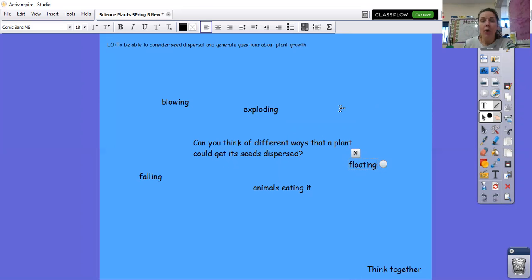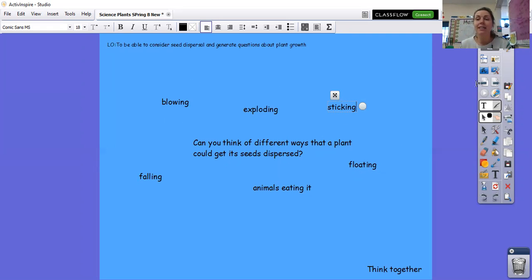And also sticking. If you're thinking of the burr plants or even the conkers, they just get stuck, don't they? They've got the spiky little things there and they get stuck in your clothes, and the same thing happens when they get stuck to animals or birds, and they just fly off into a different place and then they just go on to grow there.